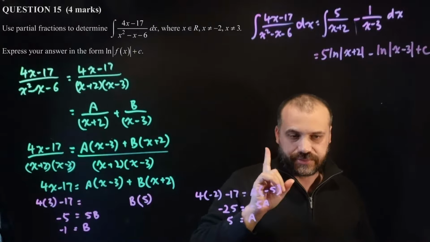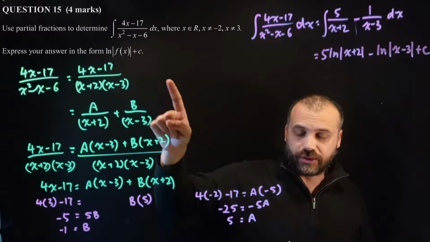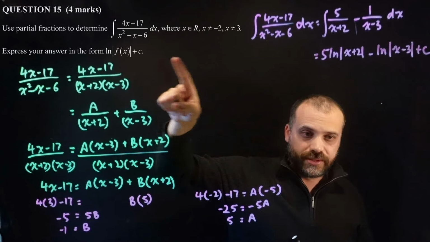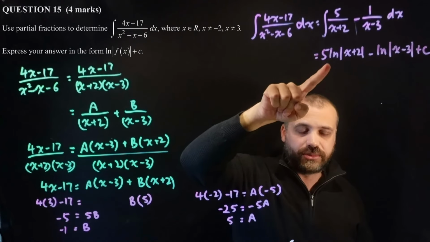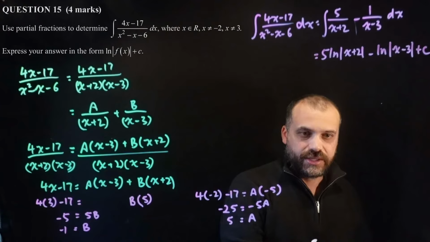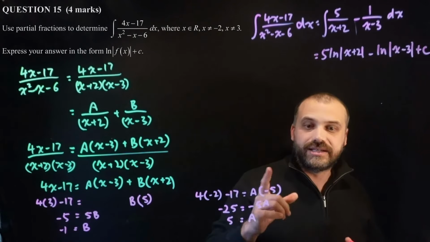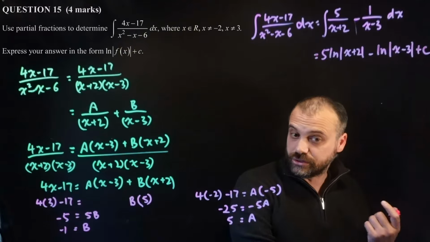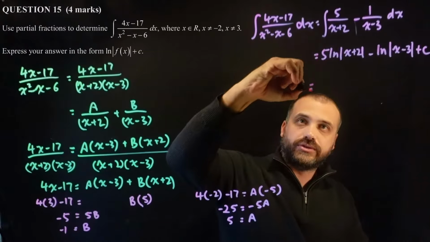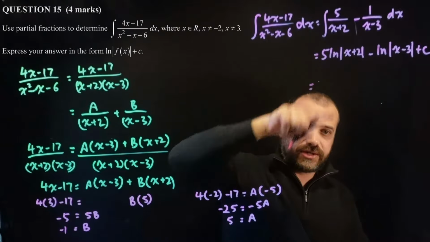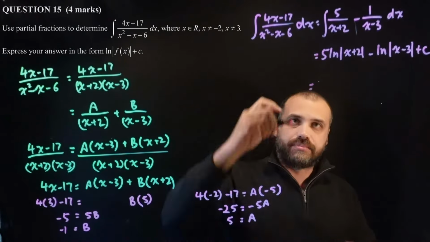Now, double check, we've got a problem because we need to express our answer in this form. We're not in that form at the moment. We've got a natural log here minus another natural log there. So how are we going to get into the form we need to get into? We're going to have to think log laws. So first of all, I'm going to take this 5 and bring it here to the front, to the back, I guess, as a power.